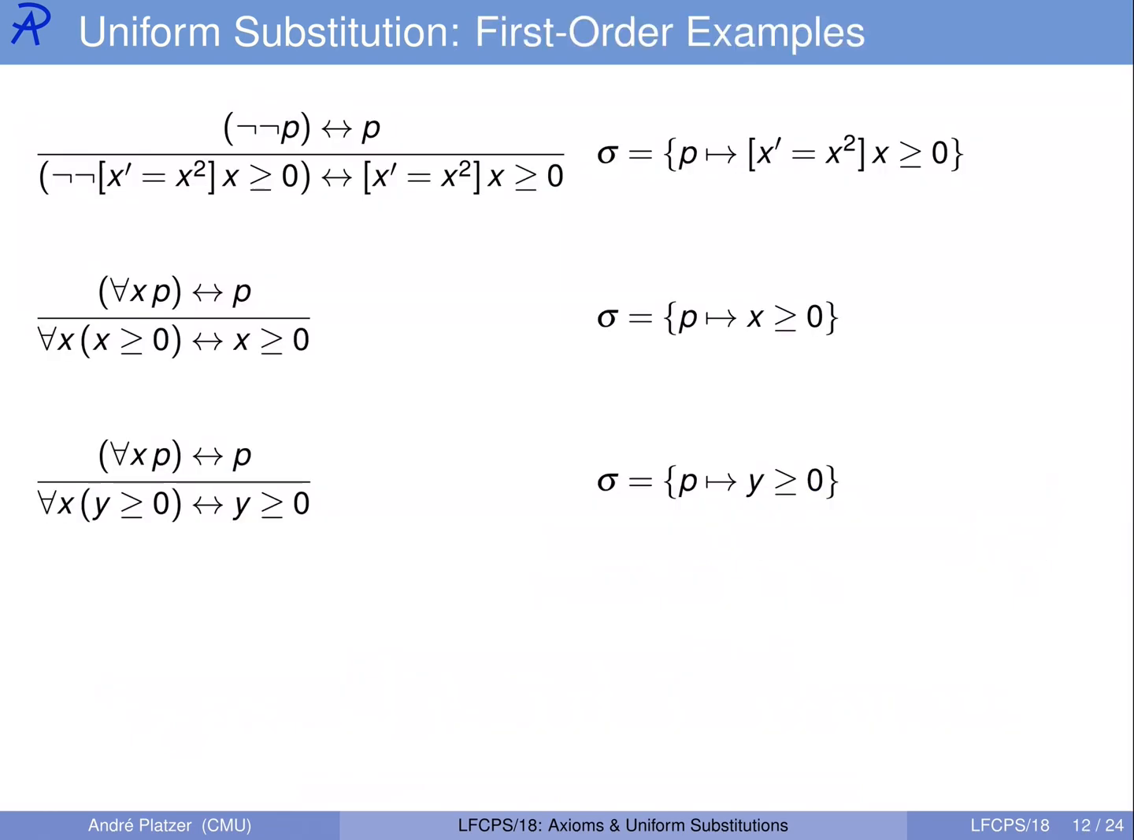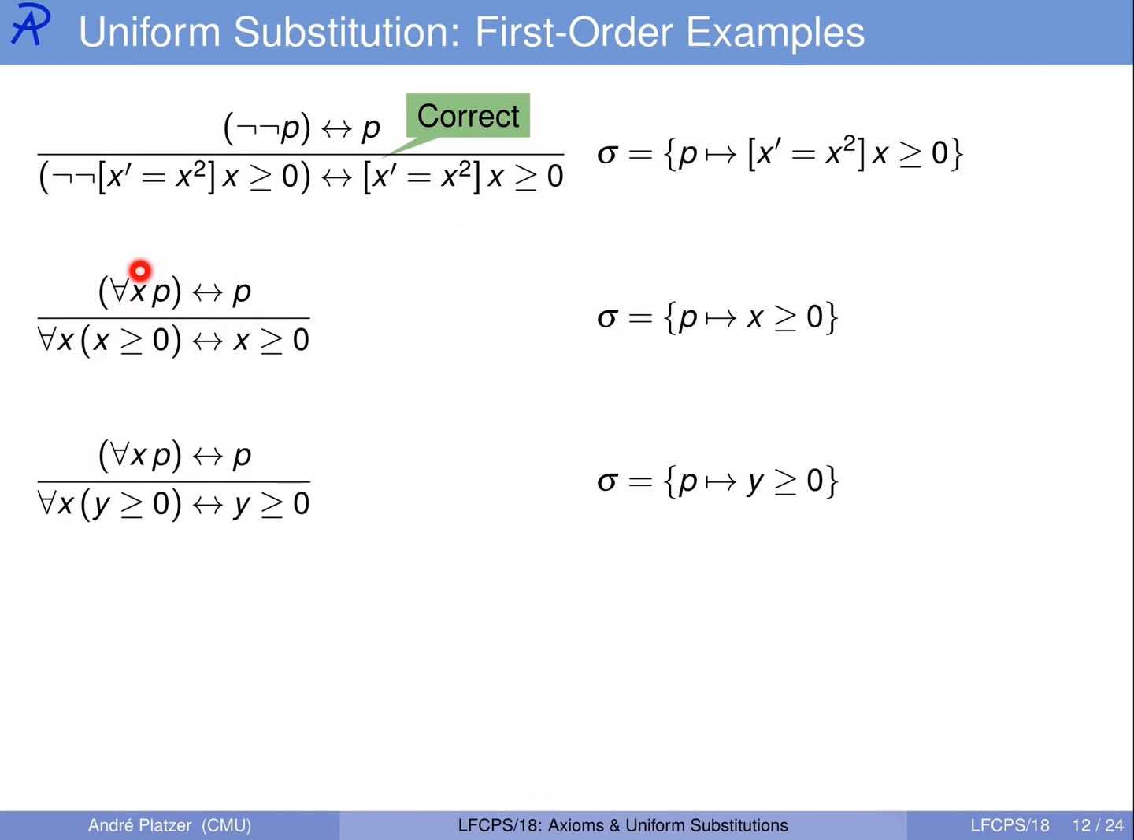Let's make some examples of this to get the hang of it. Not p equivalent to p, well, that's a valid formula in all classical logics. And now if we take the uniform substitution that replaces the predicate symbol p, which has no arguments, by this concrete formula, always after running x prime equals x squared is x squared equals 0, well then that's also true, right? And this is what the replacement looks like. It makes a ton of sense.